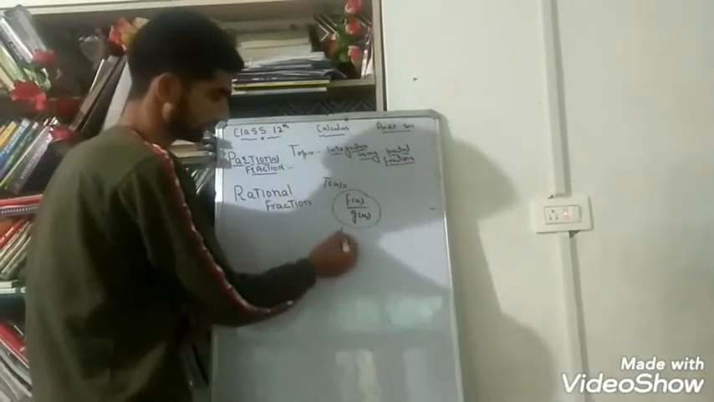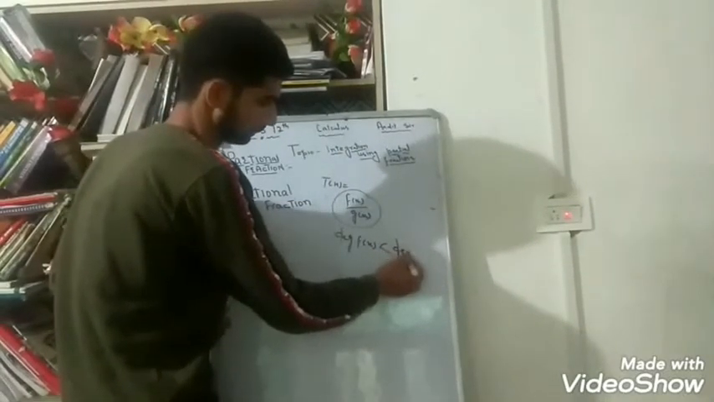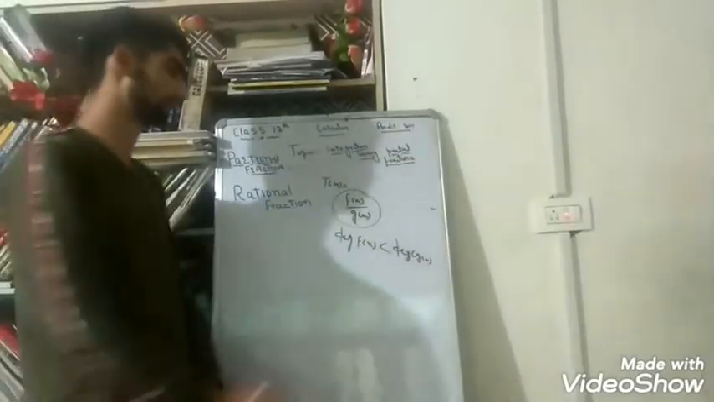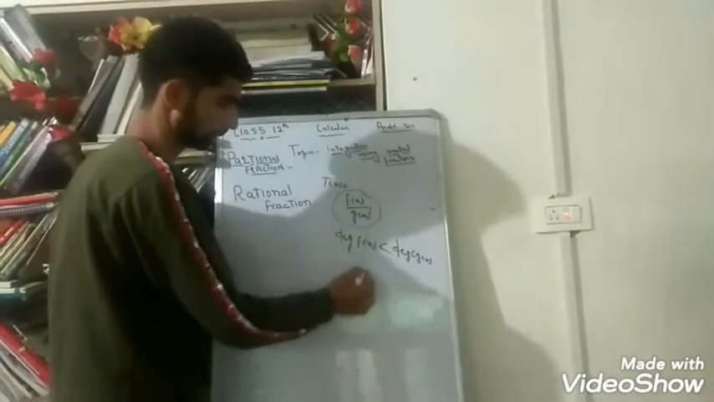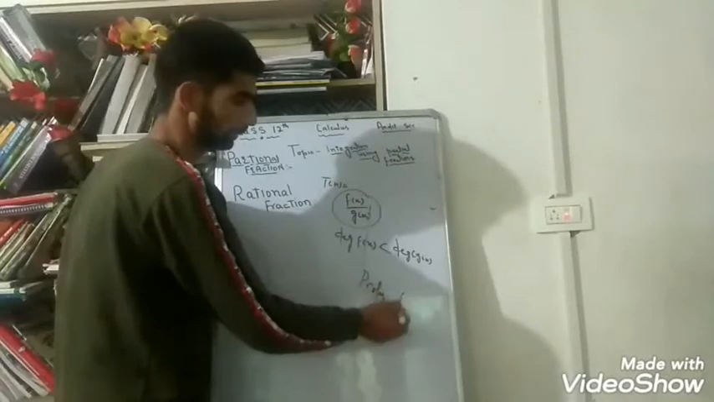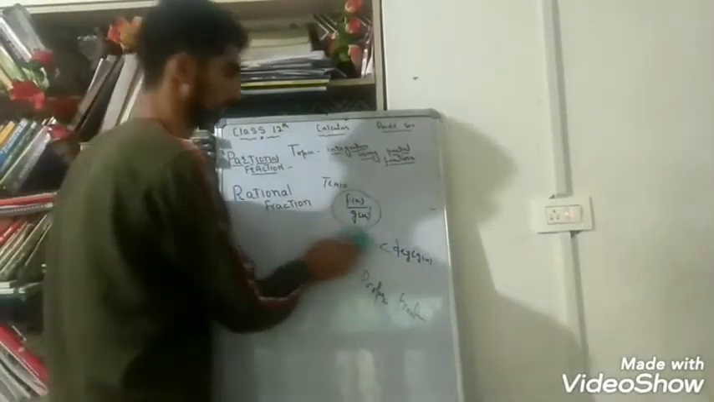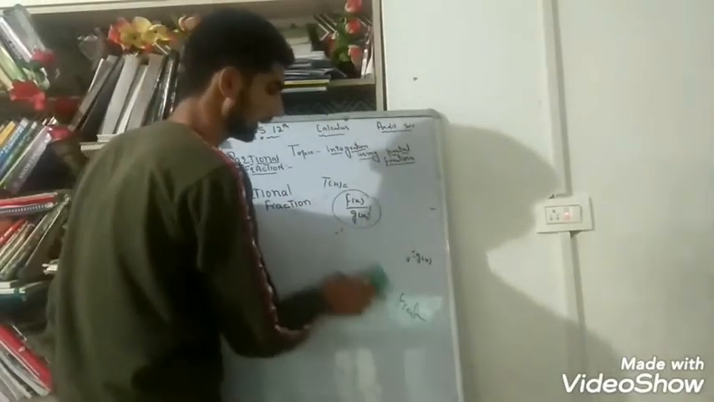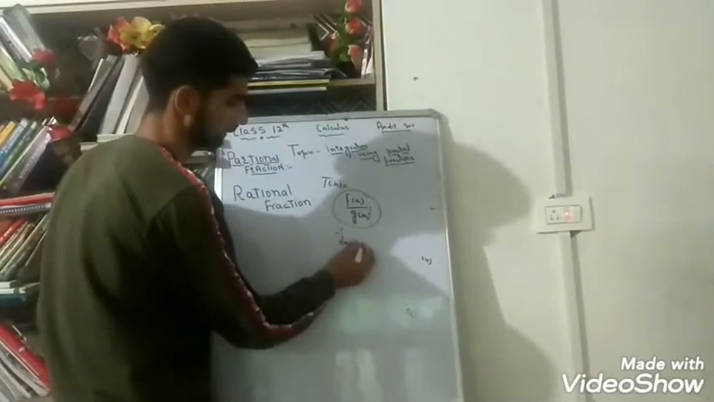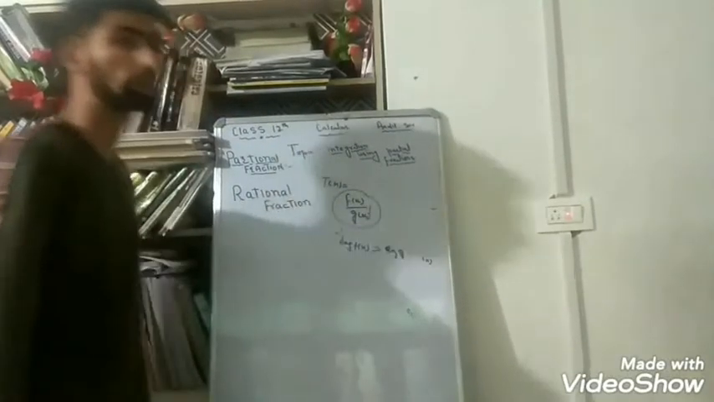If the degree of this f(x) is less than the degree of g(x), then we say, beta, this is proper. This is a proper fraction. And if the degree of f(x) is greater than the degree of g(x), then we say it is an improper fraction.